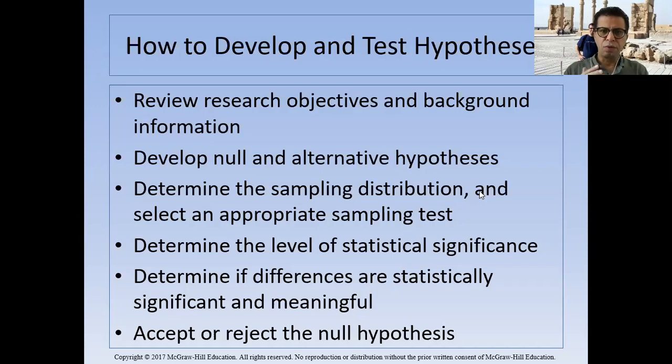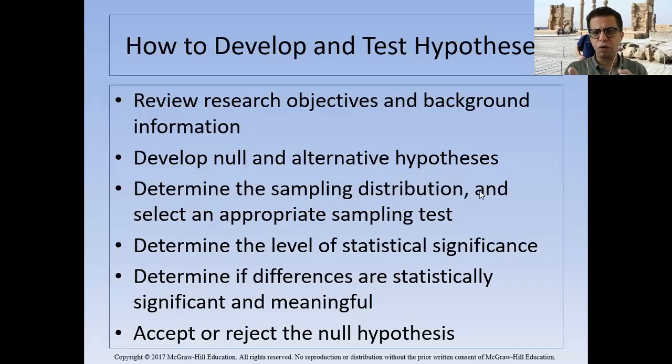So what we do is review the research objective and the background information. Then we develop a null and alternative hypothesis. We say this is the reality in situation A. For the null hypothesis, we need to prove whether it is not the reality in situation A. So this is what you call a null hypothesis, and how we derive it from the evidence that we get.